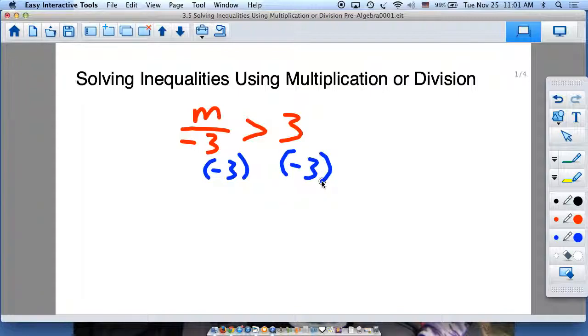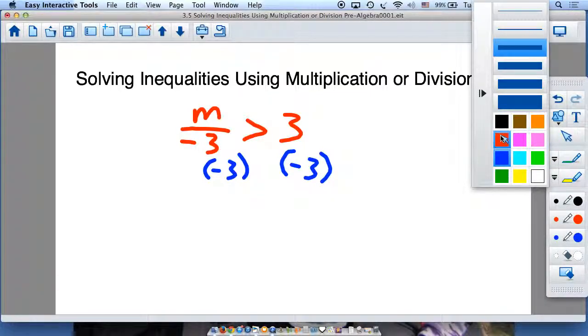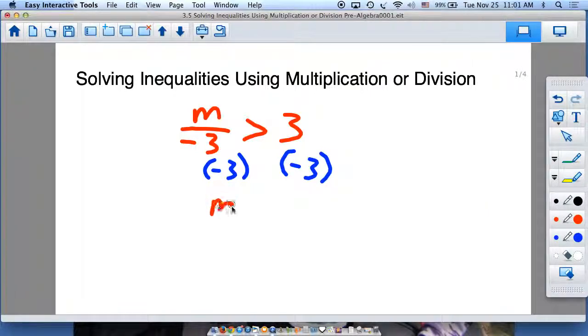Now, here's the tricky thing when solving inequalities. Anytime you multiply or divide an inequality by a negative, we must flip, reverse, or switch the sign, the symbol that's in between. So we have m left on the left-hand side. Now I'm going to flip that sign because I multiplied by this -3 on both sides of our inequality. Now, 3 times -3 leaves me with a -9.